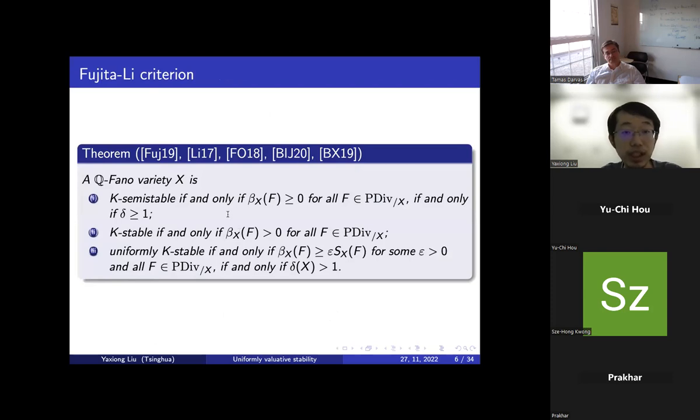So Fujita and Li, and some other people, show that a Fano variety is K-semistable if and only if the beta invariant is always non-negative, if and only if the delta invariant is greater than or equal to one. It is K-stable if and only if the beta invariant is positive for all F, and uniformly K-stable if and only if beta is bigger than some uniform constant epsilon times the S invariant, if and only if the delta invariant is strictly bigger than one. Sorry, I do not introduce the explicit definition of K-stability, but we do not use this.